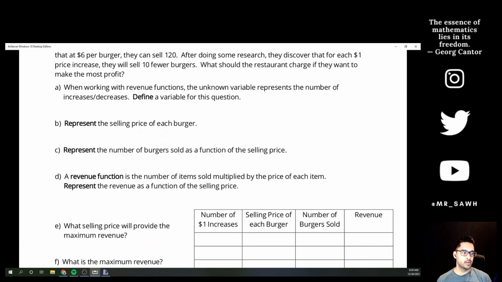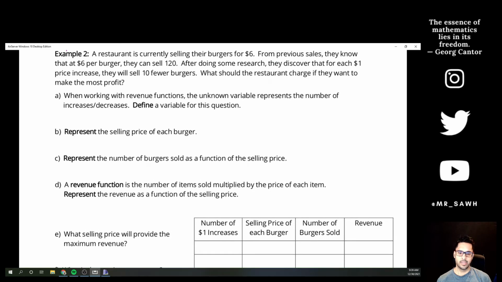Second one here, we'll talk about actually selling something in terms of profits and revenues. So a restaurant's currently selling some burgers for $6. From previous sales, they know that if it's $6 a burger, they can sell 120 of them. After doing some research, they discover that for every time they raise that price by $1, they're going to sell 10 less burgers, which makes sense. You make something more expensive, less people are willing to buy it. What should the restaurant charge if they want to make the most amount of money? They want to make the most profit. That's the whole point of the business.